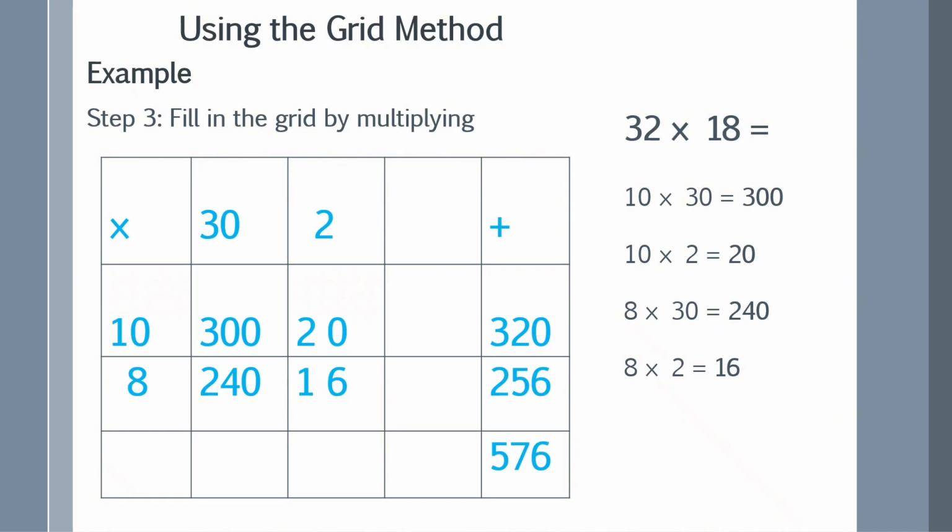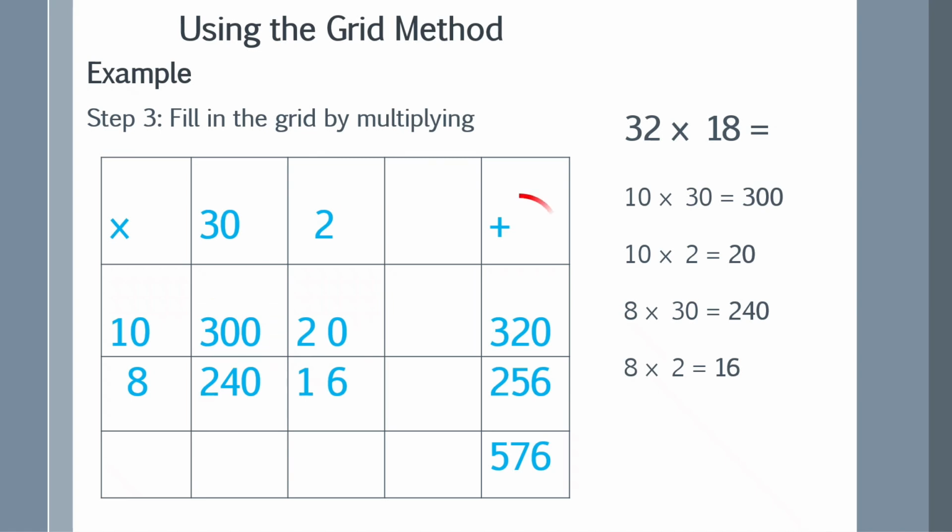So we are going to multiply each pair of numbers. As you can see, we are going to multiply 10 by 30 to give us 300. And we are going to multiply 2 by 10 to have 20. And use the same 30 to multiply 8 to have 240. Then make use of the same 2 to multiply 8 to have 16.